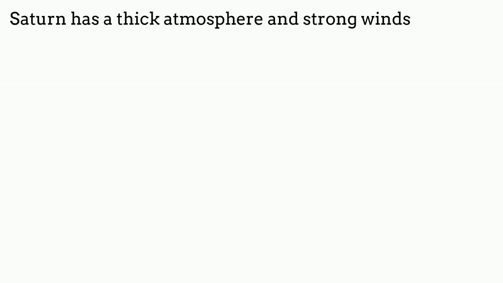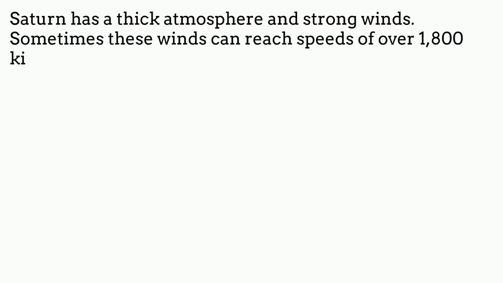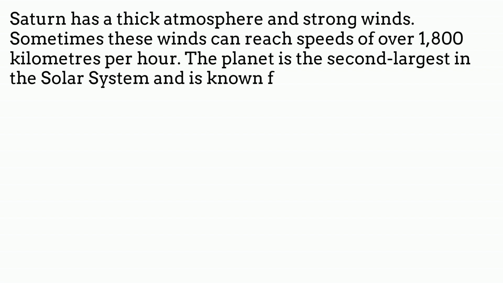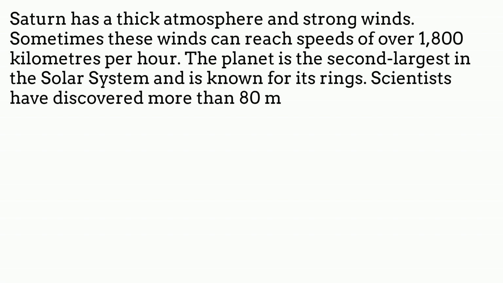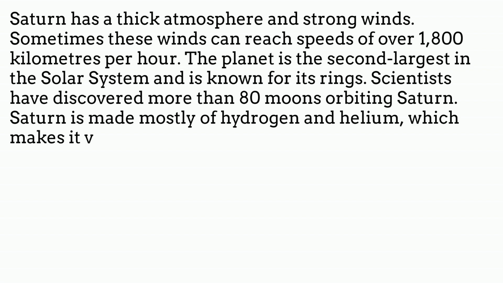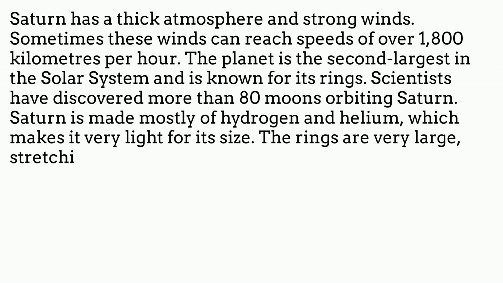Saturn has a thick atmosphere and strong winds. Sometimes these winds can reach speeds of over 1,800 kilometers per hour. The planet is the second largest in the solar system and is known for its rings. Scientists have discovered more than 80 moons orbiting Saturn. Saturn is made mostly of hydrogen and helium, which makes it very light for its size. The rings are very large, stretching over 280,000 kilometers wide.